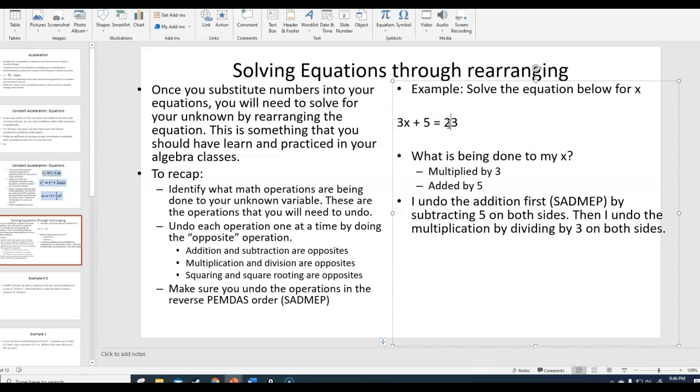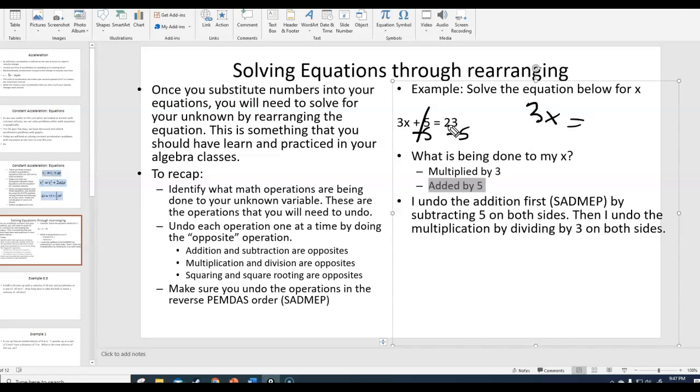So here's an example. 3x + 5 = 23. What's being done to x? It's being multiplied by 3 and it's being added by 5. Okay, if I'm following SADMAP, the first thing I should try to do is subtract. Subtraction is the opposite of addition. So if I'm adding by 5 and I want to undo that, then I need to subtract by 5. Now if I subtract by 5 on one side, I must do it to the other side, because that's basically the fundamental rule of algebra. You can do anything you want, but you have to do it equally to both sides. Okay, so 5 minus 5 cancels out. So I have 3x left on the left.